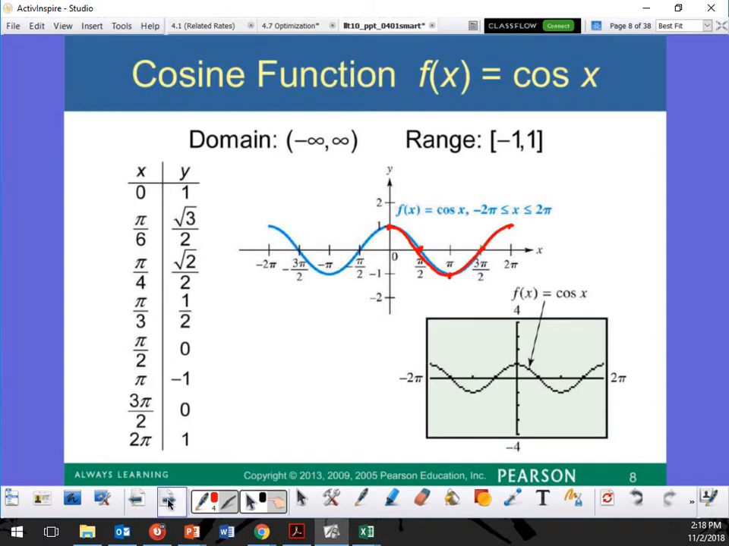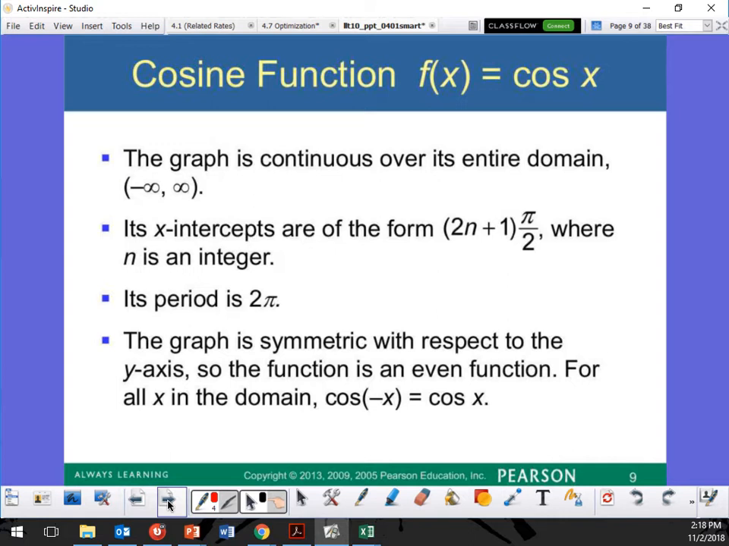Okay. So the graph is continuous over the entire domain, and the period is 2 pi. So when I say the cosine period is, you would say 2 pi. What's the period of cosine? 2 pi. All the time, 2 pi represents the period of cosine.